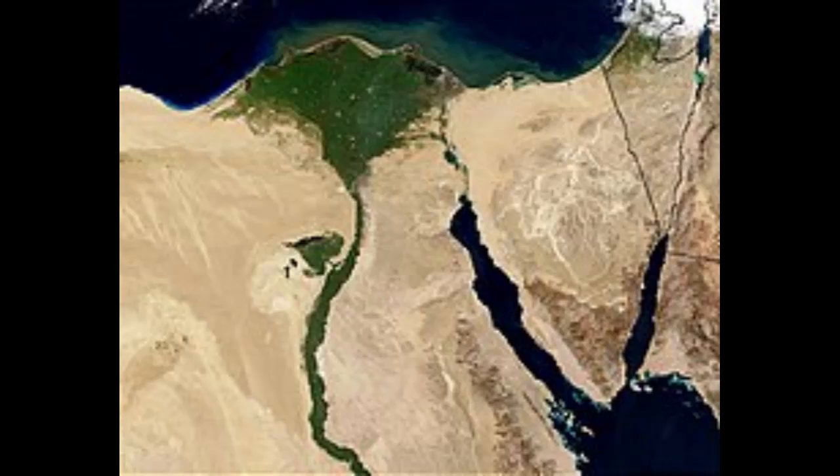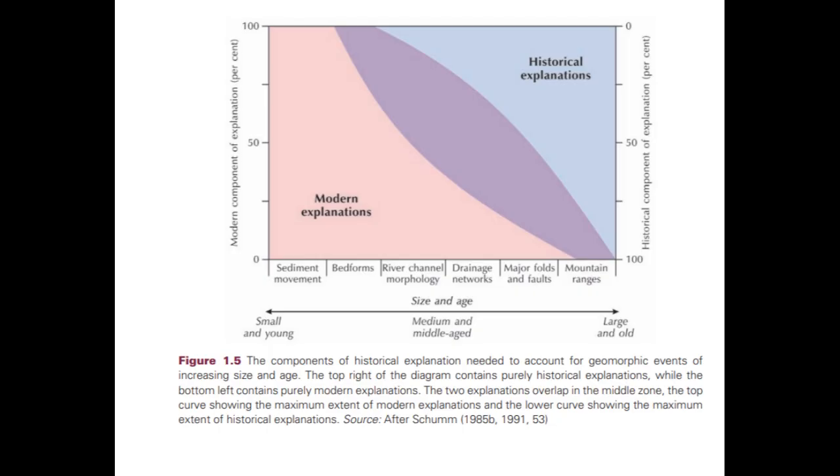Practical example: the formation of the Nile Delta. To illustrate this further, let's consider the example of the formation of the Nile Delta. The Nile Delta is a classic example of the interaction between different geological processes. To explain the formation of this delta, we need modern explanations. Study the amount of sediment carried by the Nile River to the sea and how this sediment accumulates to form the delta. Historical explanations. Study the sedimentary rocks that make up the delta and analyze fossils to determine changes in sea level and climate during the delta's formation.